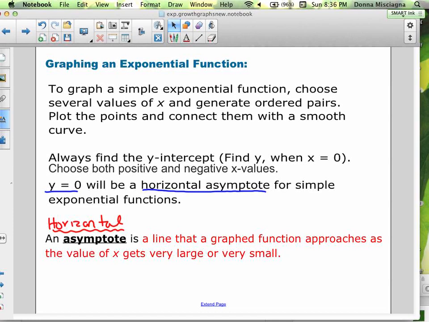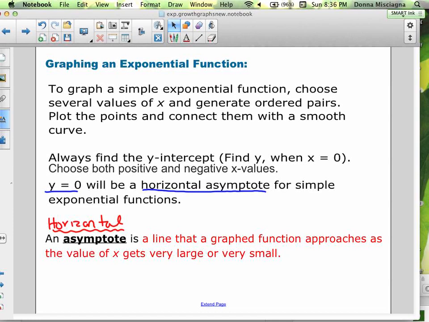So to graph a simple exponential function, you're just going to choose several values of x and generate ordered pairs. Plot the points and connect them with a smooth curve. Always find the y-intercept, and this is all in your notes. Find y when x equals 0, and choose both positive and negative x values.